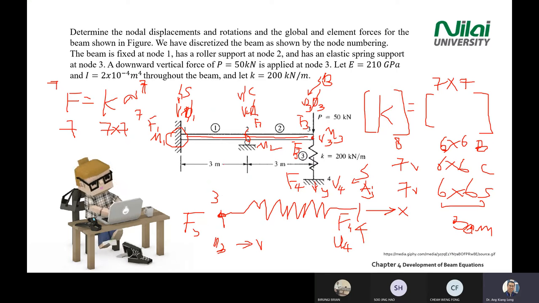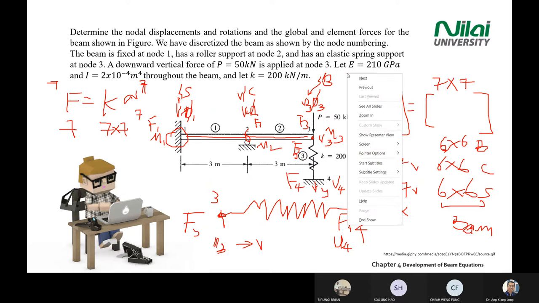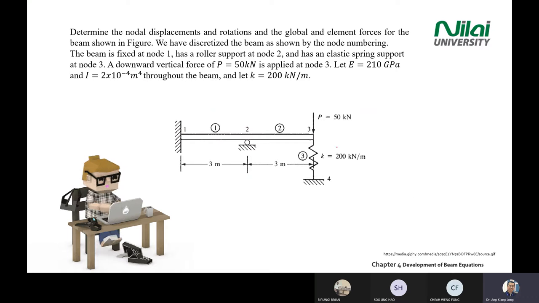Try to understand this general concept, then you can solve any question for this module. Okay? Get this general picture first. When you can understand this one, you are good for this chapter already. Any question you want to ask me? Anything you don't understand, why suddenly 7, why force I can claim as 7, K I can claim as 7 times 7, displacement I can count 7, and so on. Anything that you're not clear? Right? So seems every one of you clear.